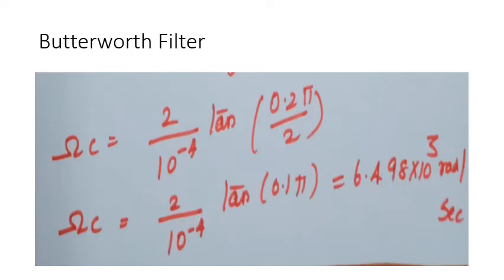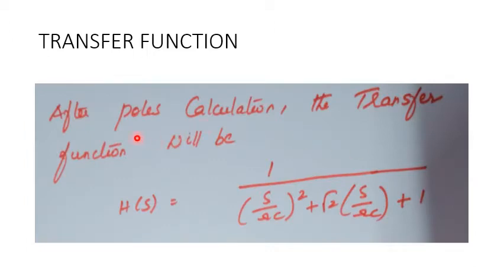Now, after pole calculation, which we have seen in the previous sections, the transfer function will be H of s equal to 1 over (s over omega c) whole square plus root 2 times s over omega c plus 1, because the order given is second order. This is the transfer function for the second order filter, which we have defined earlier.